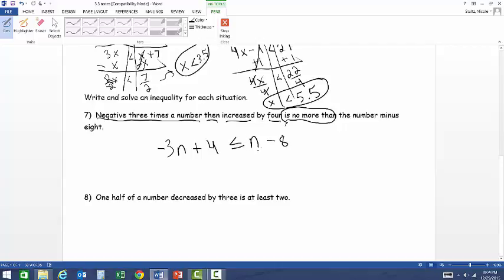So you do have to go through and solve this. I'm going to go ahead and set up number 8, and then we'll go through and solve these. So number 8 says half a number, so you can do 1/2 times a number, decreased by 3, is at least, that means greater or equal to 2. So go ahead and solve these two inequalities for n and see if your answer matches up with mine. Keeping in mind we can have different first steps and still both be right.